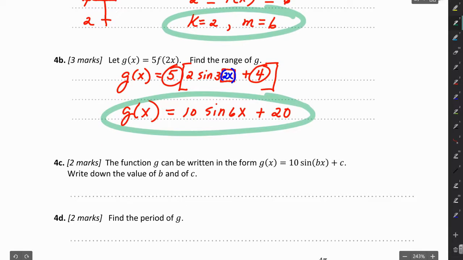Part C says the function can be written in the form 10 sine bx plus c. Write down the values of b and c. Write down means that we should just be able to look at our function and know the answer. And we already have our function in the right form, so we have b here, and we have c here. So for letter C, b is equal to 6, and c is equal to 20.